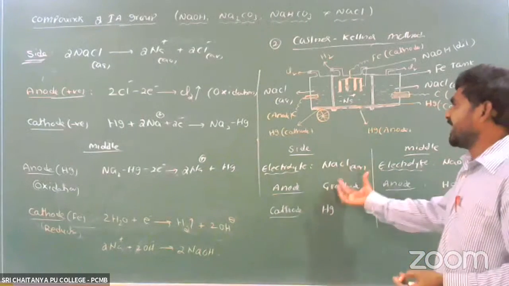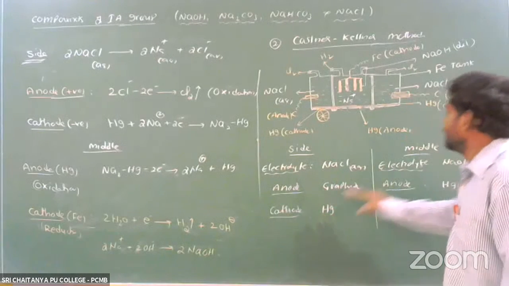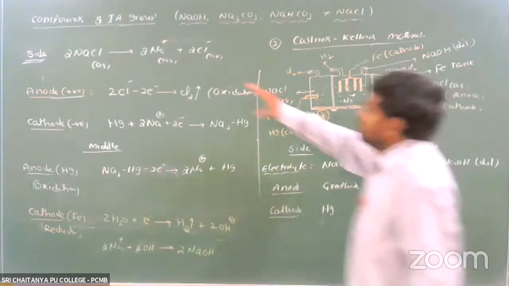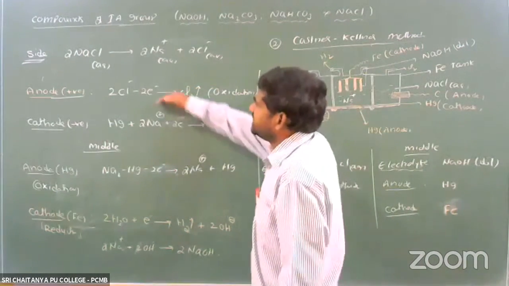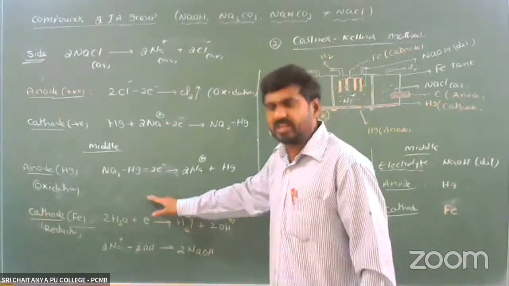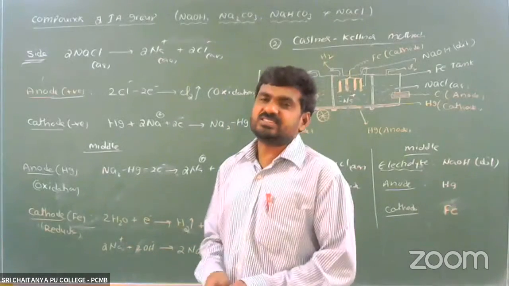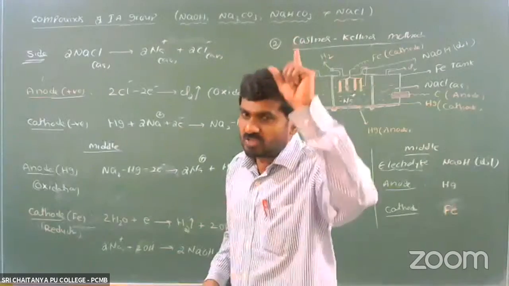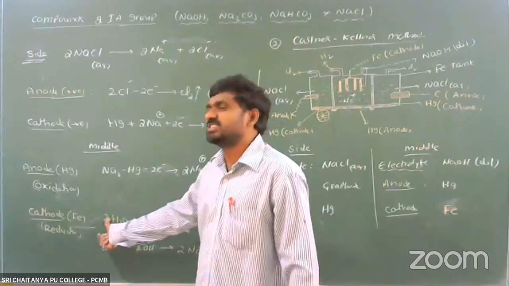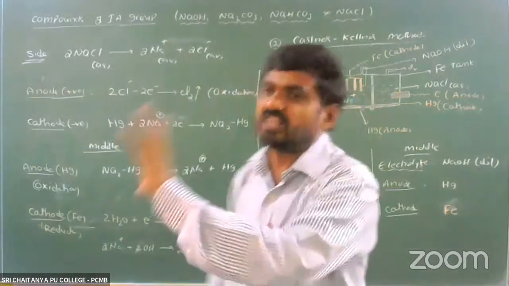It is very important. What are the electrolyte, anode and cathode in the side compartment and in the middle compartment? What are the anode reaction and the cathode reaction in the side compartment, and the reaction at the anode in the middle compartment? In electrolysis, the reaction at the anode is oxidation, that is de-electronation. The reaction at the cathode is reduction, which means electronation. This is the Kastner-Kellner method.